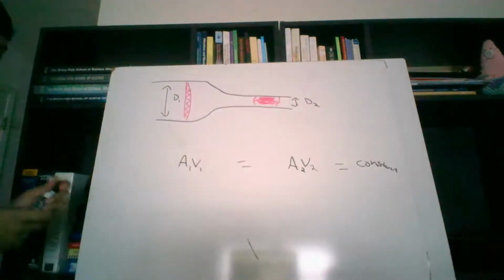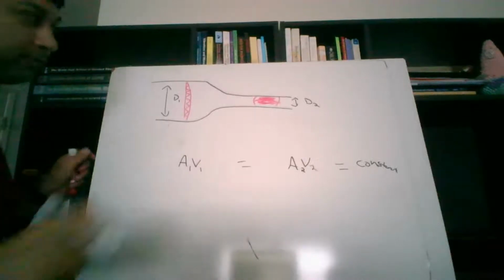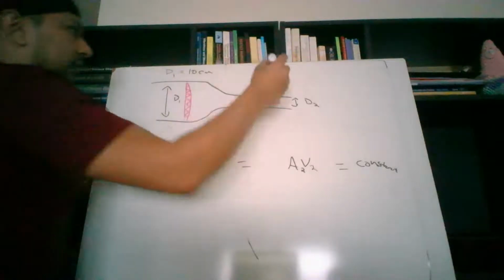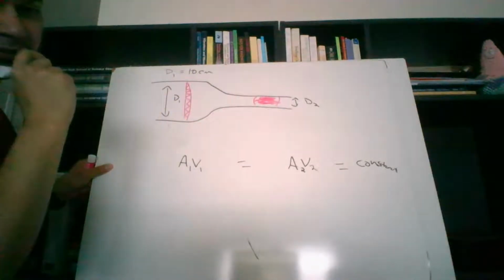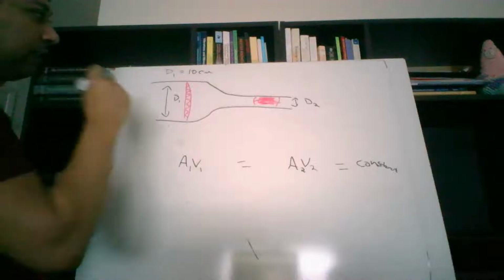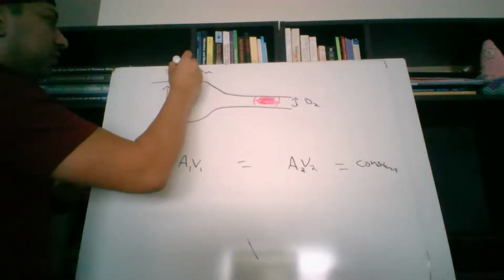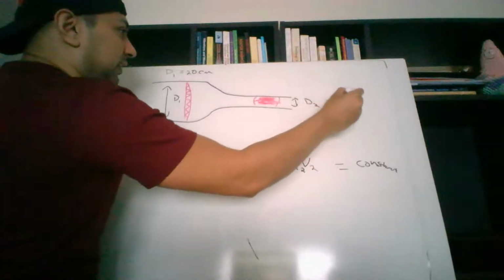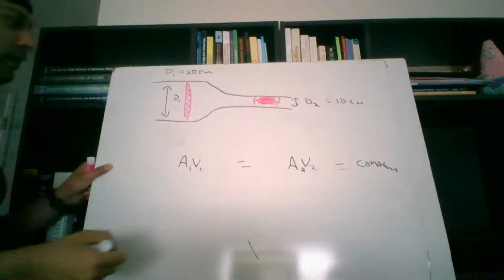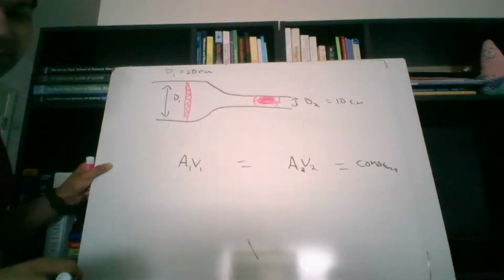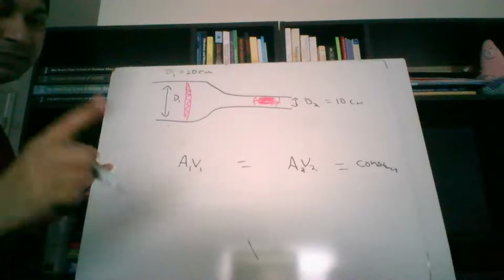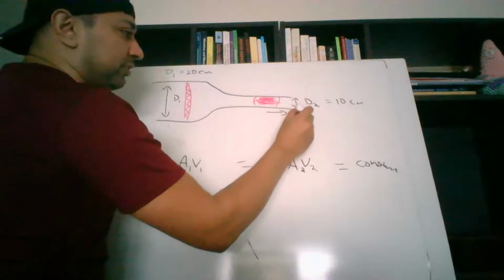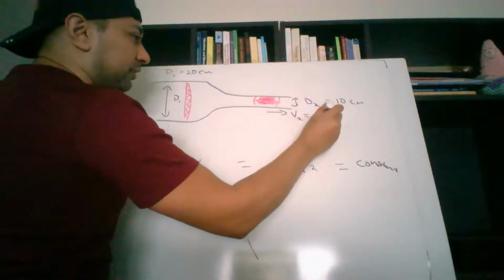Let's say that D1 is equal to 10 centimeters, and D2 is equal to, let's do 20 centimeters here. So 20 centimeters here, 10 centimeters there. And we've got a velocity of V2 of 4 meters per second. So V2 right here is equal to 4 meters per second.